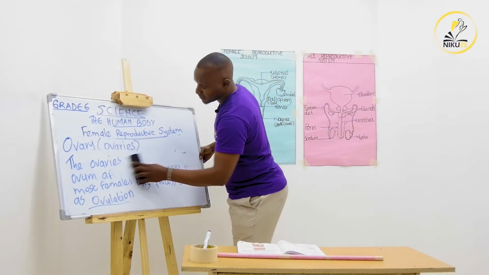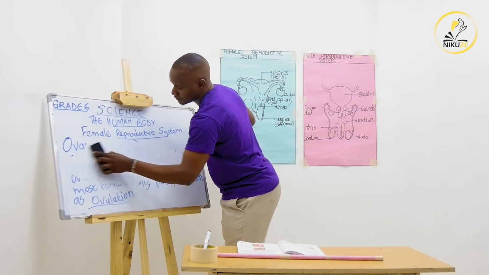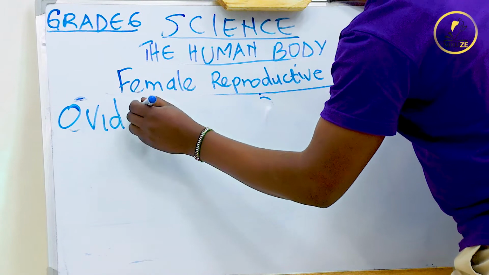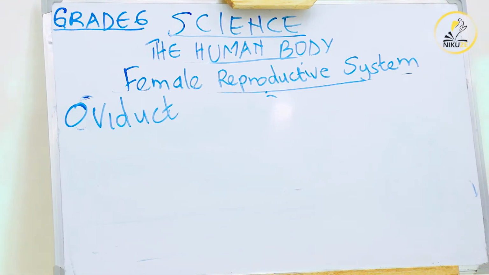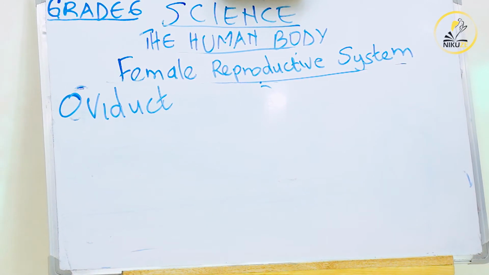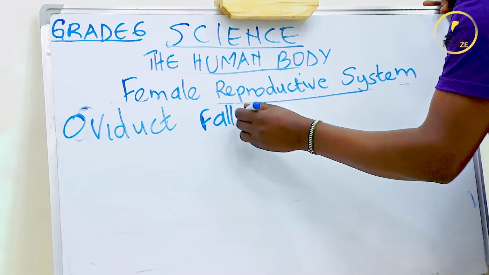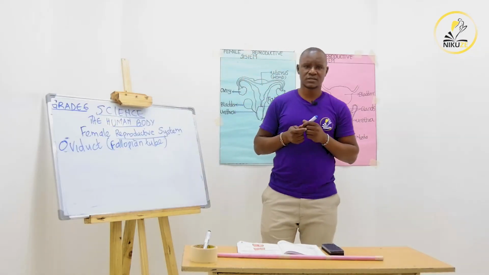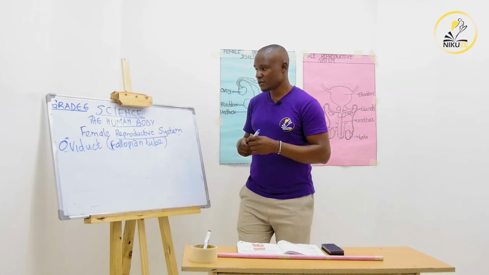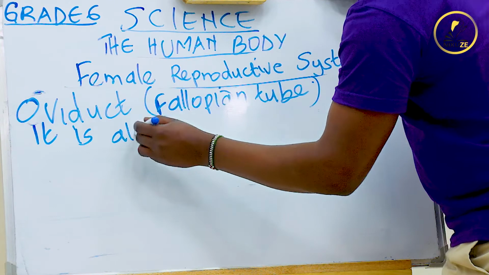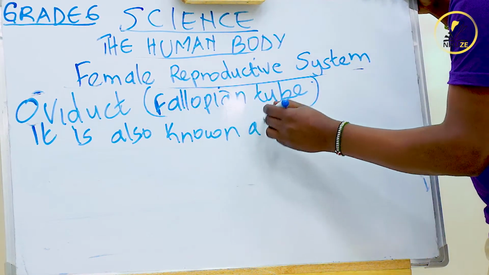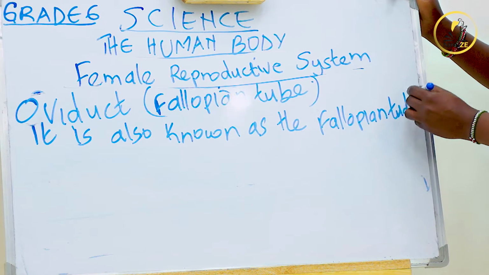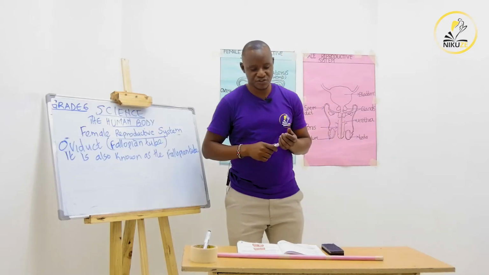And then we have our next part, which is the oviduct. The oviduct is part of the female reproductive system. The other name for the oviduct is the fallopian tube. Now, what is the role of this oviduct? We've seen it is also known as the fallopian tube. Apart from that, what role does it play?